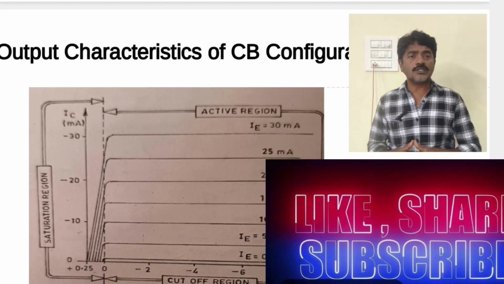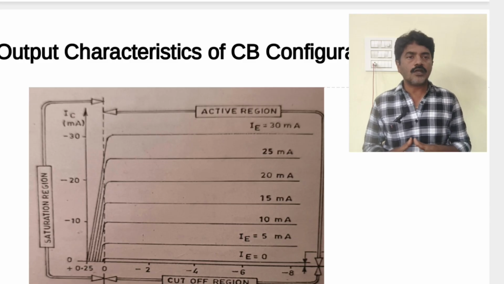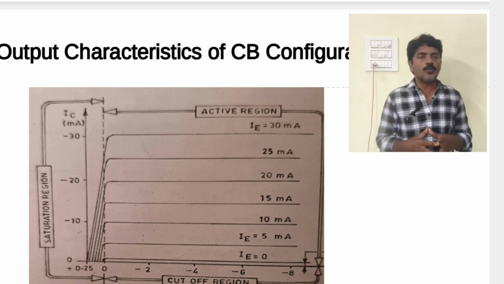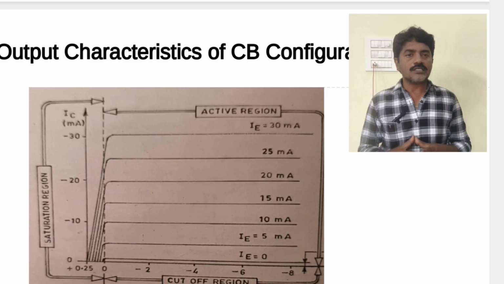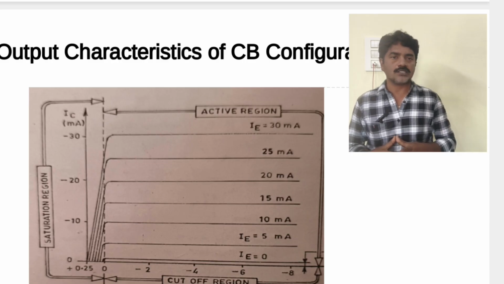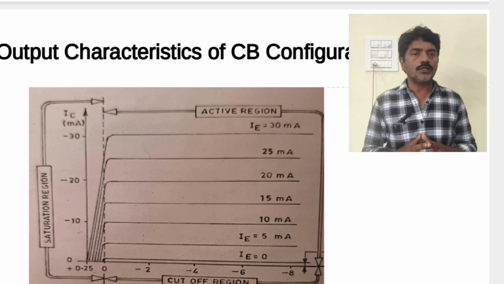Output characteristics are shown in the figure. The total output characteristics are divided into three categories. First one is the active region, second one is the saturation region, third one is the cutoff region. Output characteristics are drawn between output current and output voltage. Here VCB is taken on the x-axis, IC is taken on the y-axis, with respect to input current changes: IE equal to 0, IE equal to 5 milliamps, IE equal to 10 milliamps, and so on increasing.